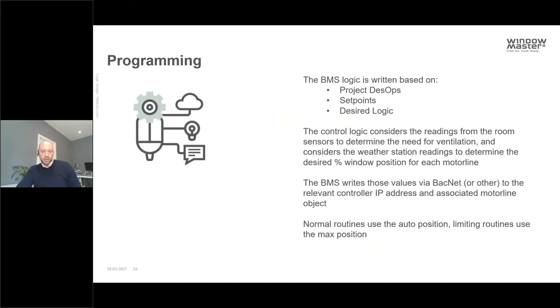Of course, within the head end, then you've got your programming. So typically the BMS logic is written based on the description of operation for the specific project and the set points that the client wants, and of course the desired logic, which takes into account things like air quality, room temperature, and then different weather factors. And the BMS then writes those values via BACnet or the other relevant protocol to the relevant controller IP address and the associated motor line that it wants to control. So normal routines use the auto position, limiting routines use the max position.